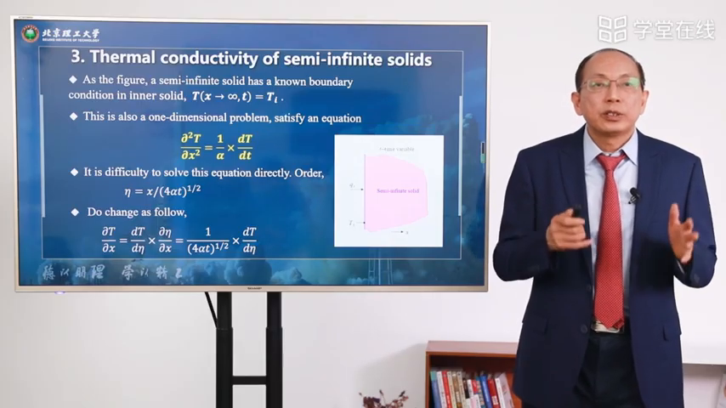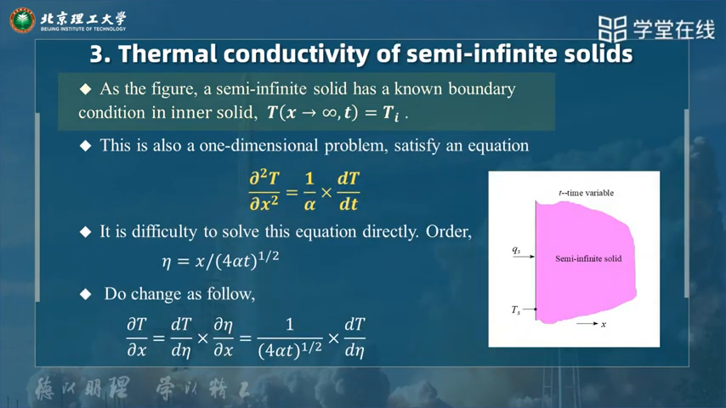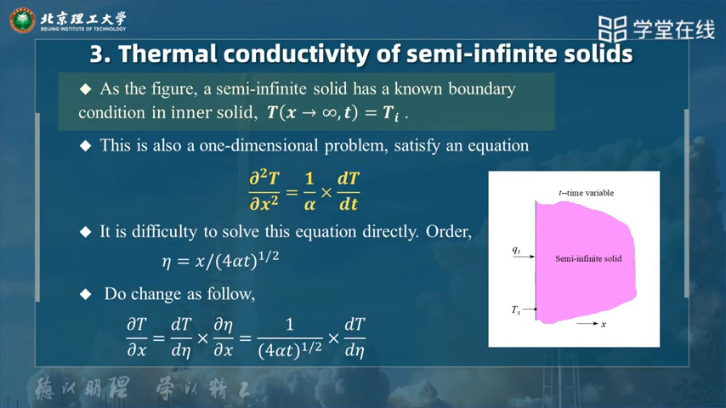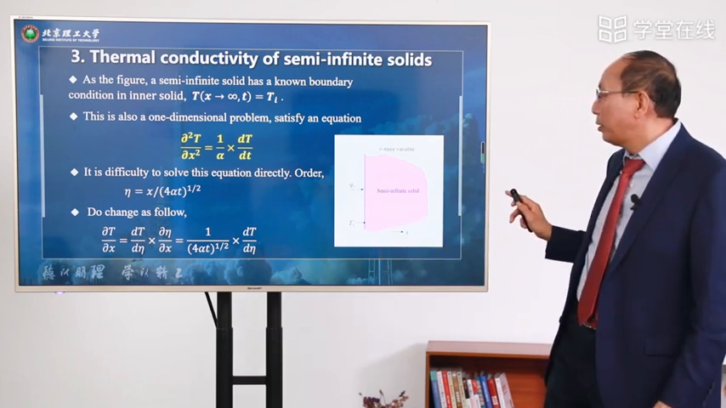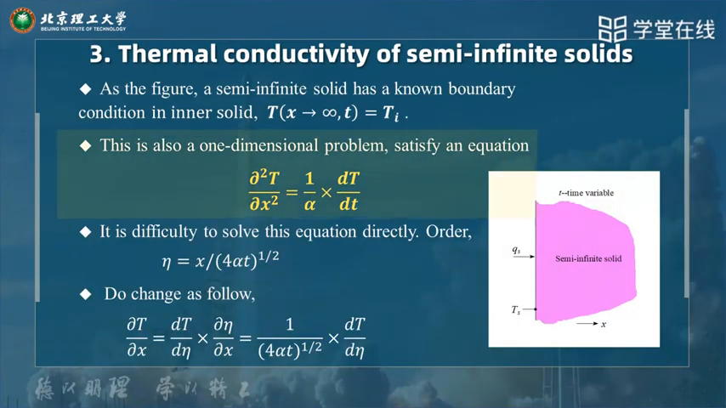Okay, the third section, the thermal conduction of semi-infinite solids. As in the figure, a semi-infinite solid has a known boundary condition inside the solid like this. Here is a semi-infinite solid. The boundary condition is that when x reaches infinity, T at any time equals Ti. When x is very big, the temperature is Ti. Here is one boundary condition. This is also a one-dimensional problem that satisfies an equation which is still like this.